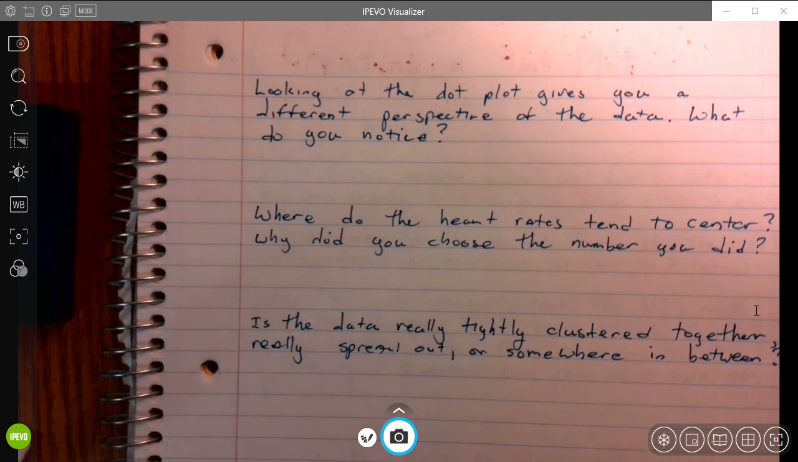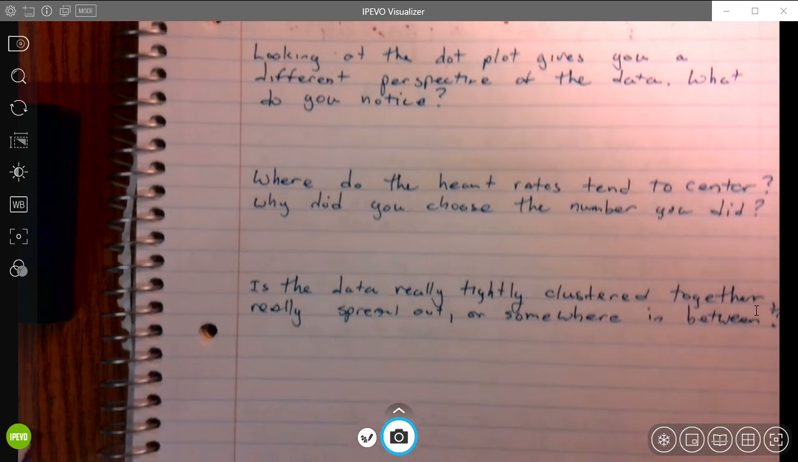I don't really need you to worry exactly about where the center is right now, but I just want you to think about where the center might be. We know that 83 had the most, the majority of students had 83 beats per minute, but is that really the center? We want to know about the average or median, but it's not necessary to use that vocabulary just yet. We're going to get to that a little bit later on.